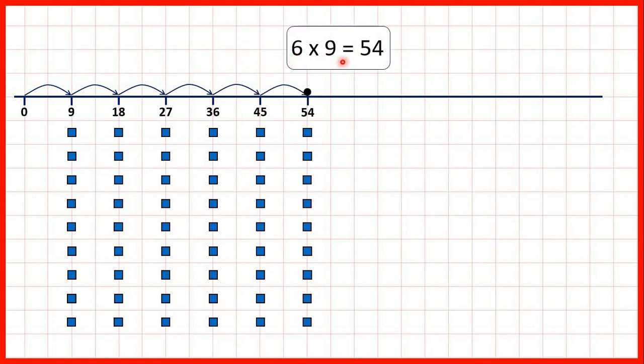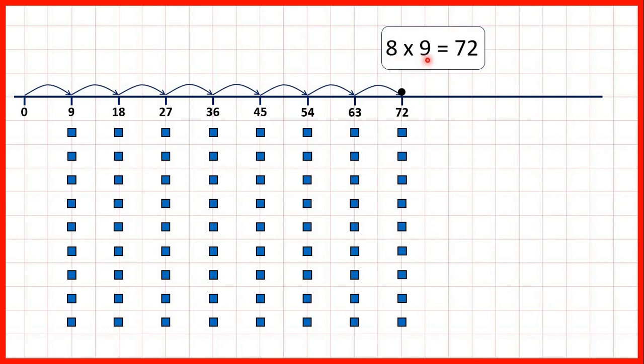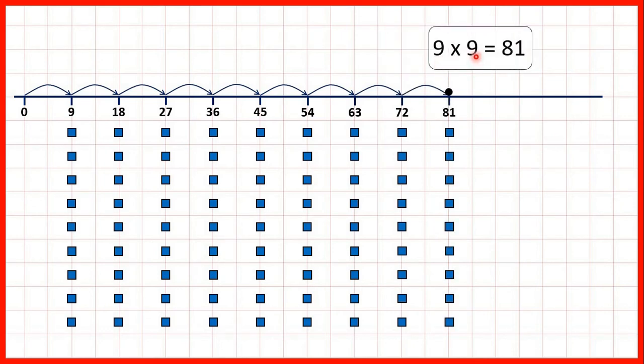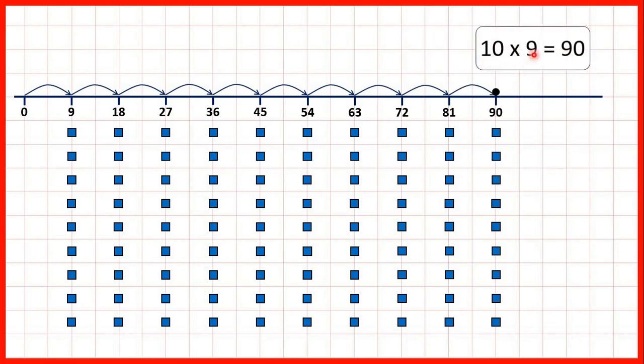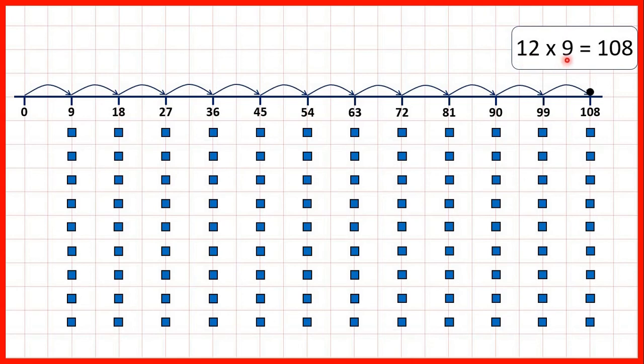6 times 9 is 54. 7 times 9 is 63. 8 times 9 is 72. 9 times 9 is 81. 10 times 9 is 90. 11 times 9 is 99. And 12 times 9 is 108.